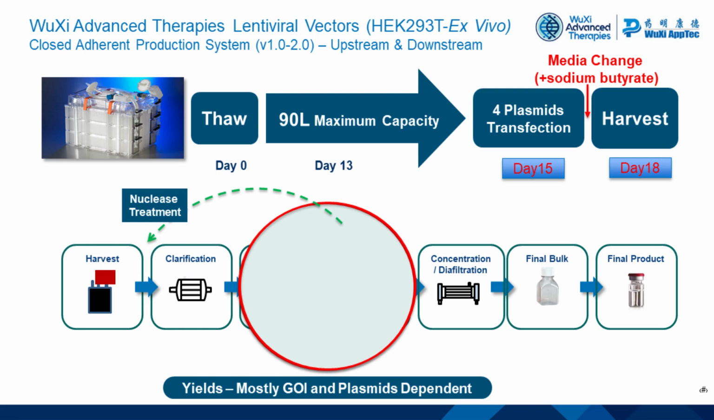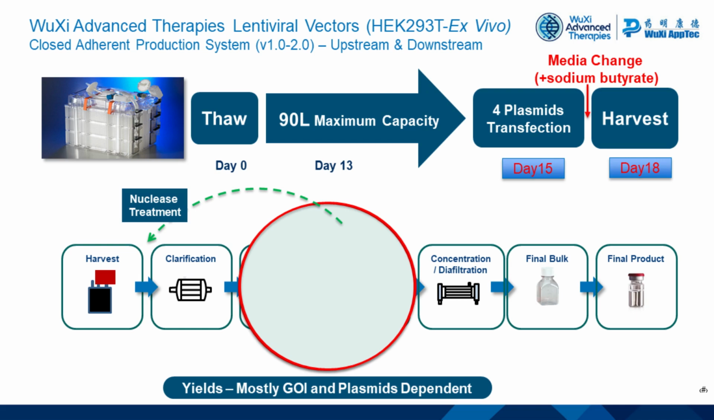Our original Lenti 1.0 platform process was 20 days long from vial thaw to harvest. The new upstream process improvements have shortened the overall time to 18 days. We perform media exchange on day 15, followed by addition of sodium butyrate. We continue to grow the cells following transfection for an additional 3 days. This significantly improves the titer and provides much cleaner feed material for downstream process.